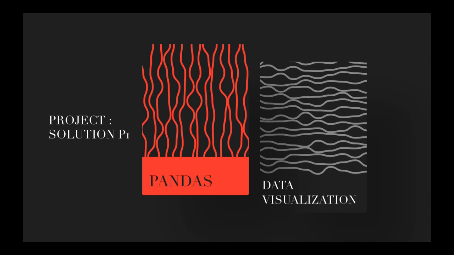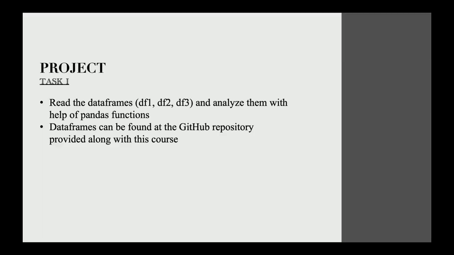Hi guys, welcome back to our course on data visualization with Pandas. Today we are going to solve task 1 of our project. So let's get started. Our first task is to read the data frames DF1, DF2 and DF3 and analyze them with the help of Pandas functions. Also, links to these can be found at the GitHub repository provided along with this course.